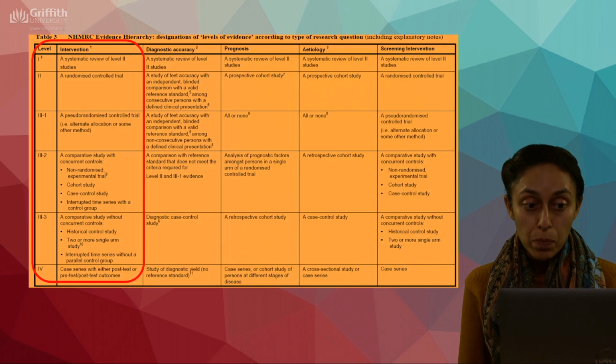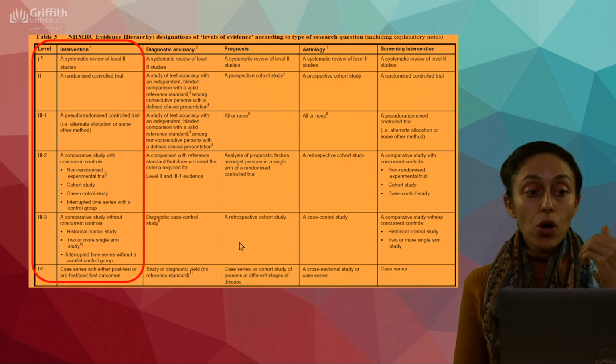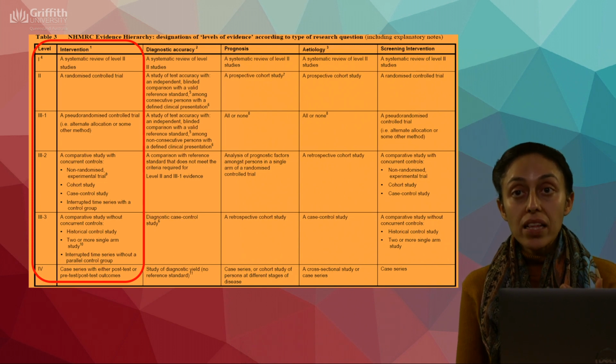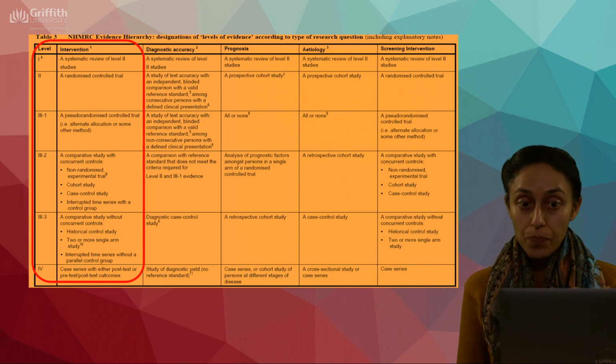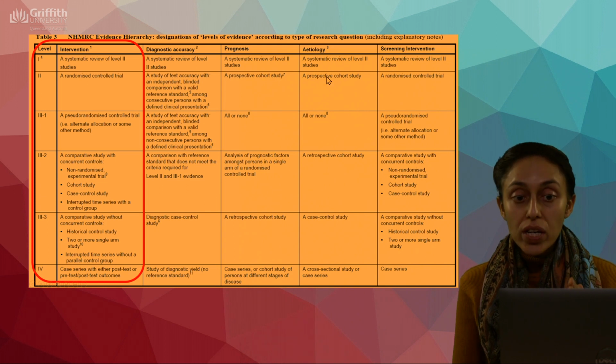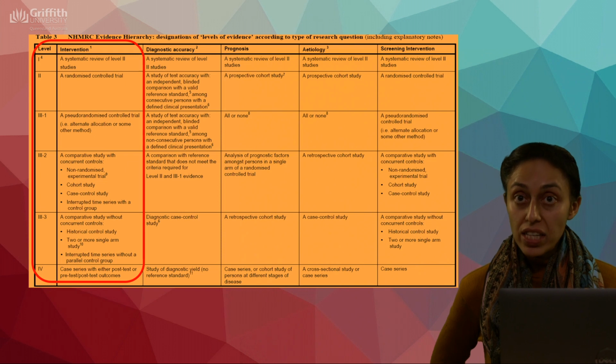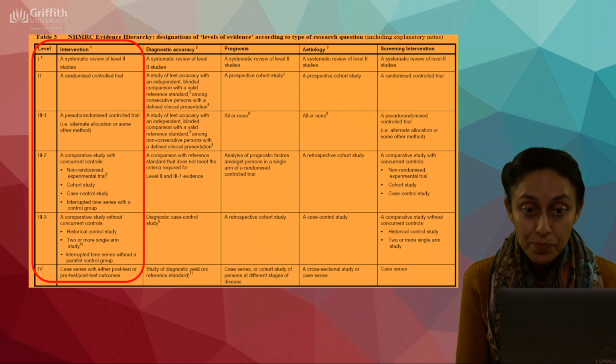Okay, so I wanted to highlight that although I am explaining to you what these columns and rows mean, if you have your own extra reading behind this, you will feel more confident. Okay, so now we go back to etiology. As per the NHMRC level of evidence definition, what is etiology?